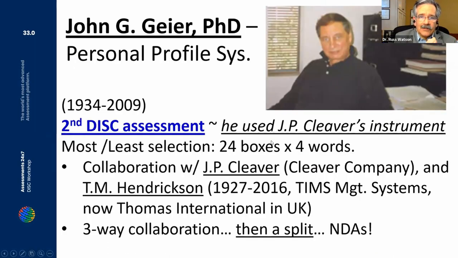Now let's come up to John Geyer. He had the second DISC assessment, and a lot of people said he had the first. He did not. In fact, Geyer used J.P. Cleaver's instrument, box for box, word for word, 24 boxes, four words each, identical to Cleaver's. What Geyer brought to the table was he took each of the classical patterns, the 15 people, and asked them the same set of questions, recorded the interviews, transcribed them, and sold them in a bound set in his own library, which he called the Library of Classical Patterns. And he sold that through the Performax organization.